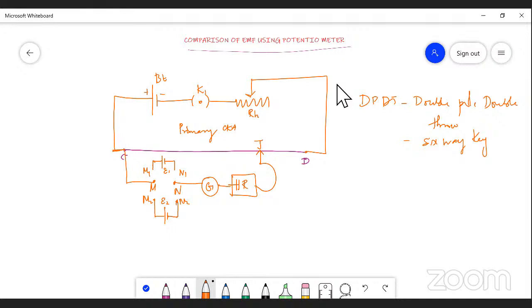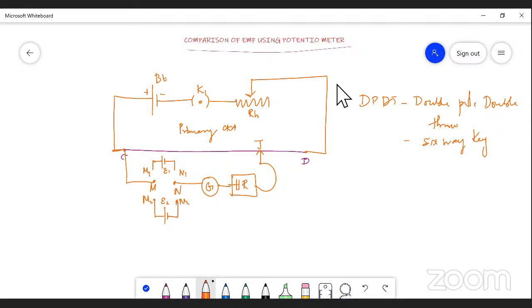Now you are going to compare the EMFs of two given cells, for which you have to use two cells, a cell of EMF E1 and another cell of EMF E2. Each and every time while you are measuring the balancing length for a particular magnitude of current, you have to connect the cell of EMF E1 first, then remove it, then connect the cell of EMF E2. In this way, while repeating the experiment for a set of readings, you have to reconstruct the circuit 10 times, 5 times for cell E1 and 5 times for cell E2. So this will be a very hectic thing while performing an experiment.